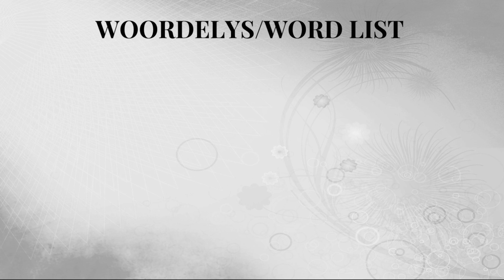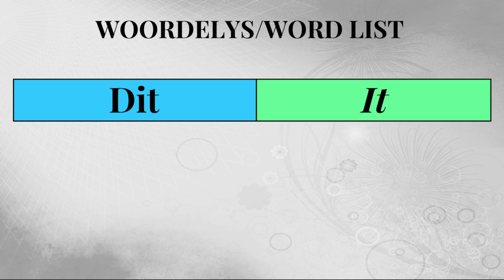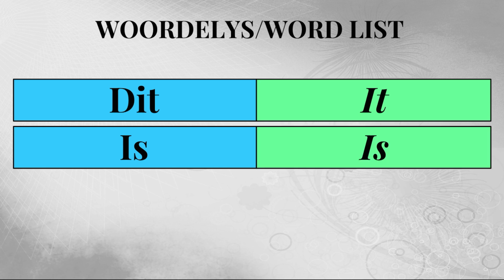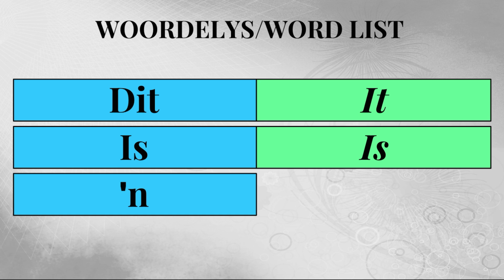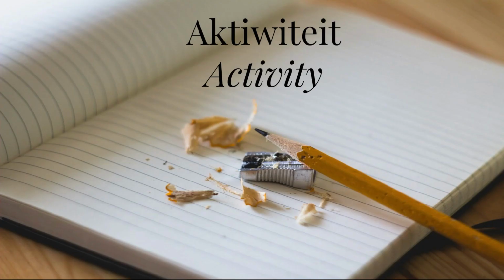So we are also revising the following words: dit, eat, is, a or an. The activity for this lesson will take place throughout today's lesson. I will give you the Afrikaans word and you should replace the question marks with the English word. At the end of this lesson, we will look at your answers.